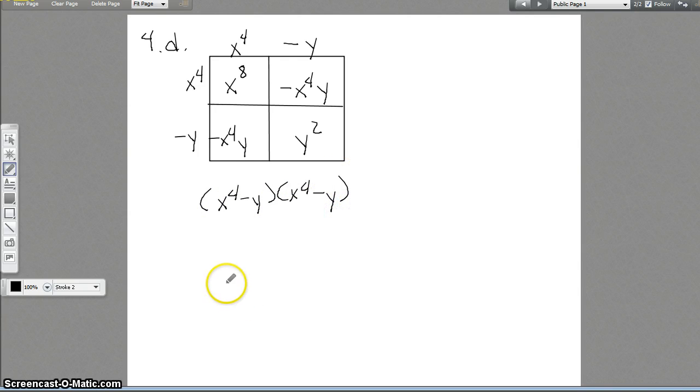Now you can write it this way as x to the 4th minus y times x to the 4th minus y, or you can write it as x to the 4th minus y squared. It doesn't matter to me which way you write it. And then we need to write the polynomial in simplest terms. In simplest terms, we have x to the 8th minus 2x to the 4th y plus y squared.